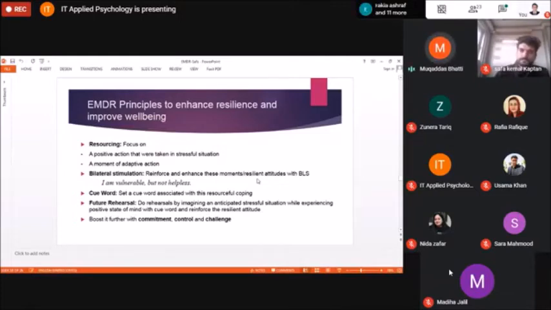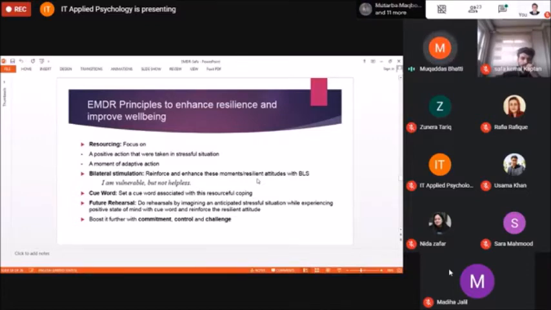We need to focus on a positive action that was taken in a previous stressful situation, a moment of adaptive action. This could include physical as well as mental actions. Focusing on the adaptive actions that we adopted in previous stressful situations can help you feel the ability and capability to respond to this stressful situation with a positive state of mind.